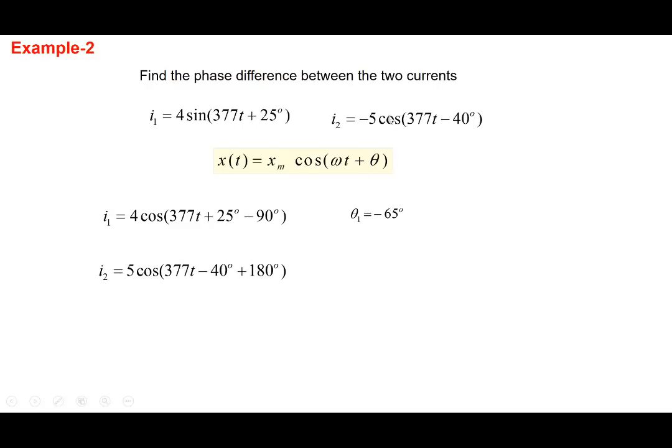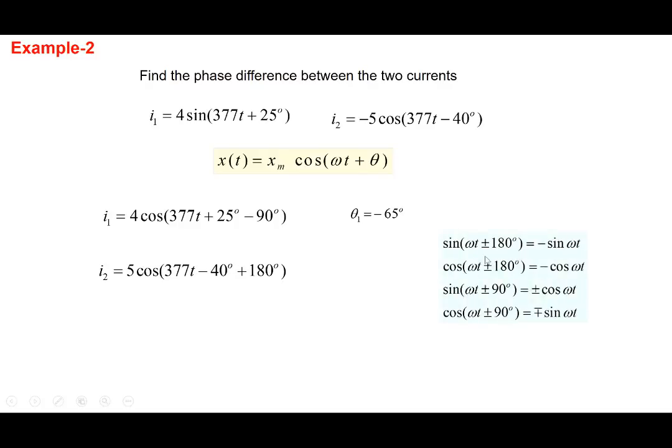I2 we convert again into a cos. We don't leave a minus sign here. All minuses and all that are put into the phase part. So we write it as 5 cos(377t minus 40 plus 180 degrees). Cos of 180 plus theta is, as all of you know, minus cos theta, so those relationships we use. So for this one, theta is 140 degrees.